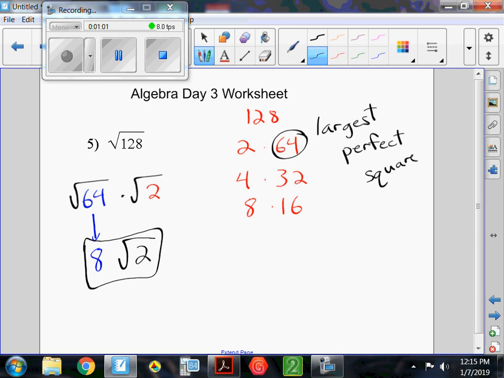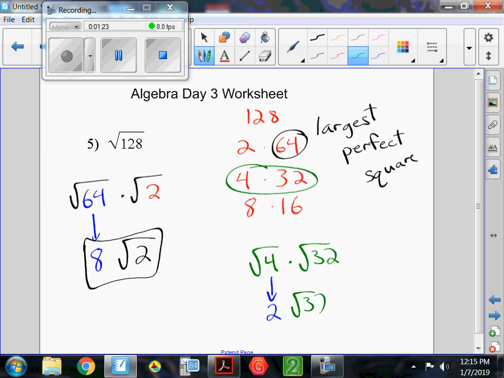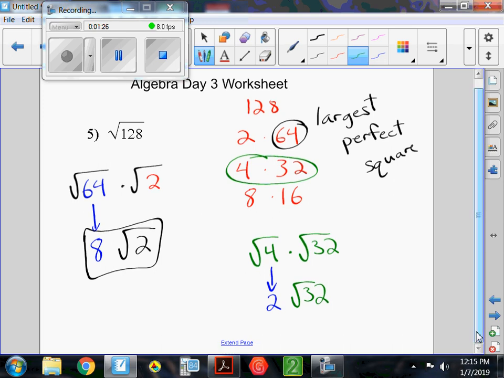You can stop there, or you can stop the video now, or I would show you another way to do it in case you started with a different pair of numbers. Let's say I started with 4 root 32. Square root of 4 and square root 32, sorry. The square root of 4 simplifies to a 2. Square root of 32 can break down more, and so we need to keep going.